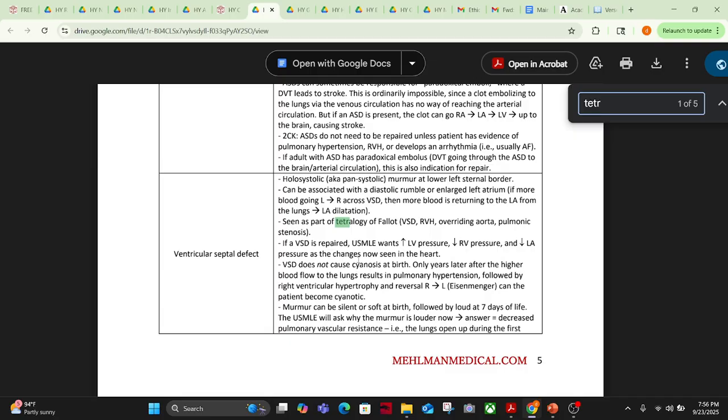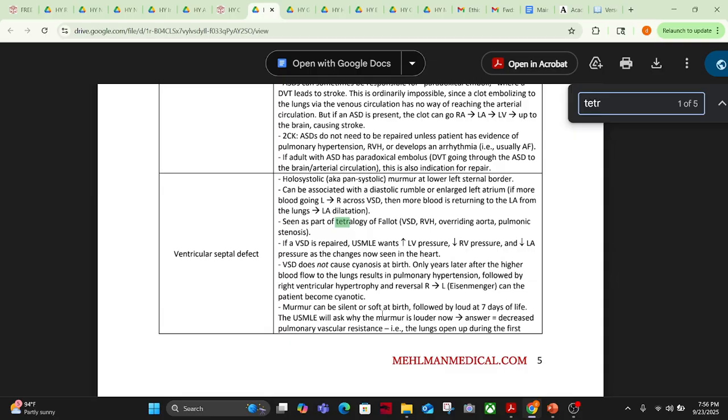VSD does not cause cyanosis at birth. Only years later, after the higher blood flow to the lungs, does it result in pulmonary hypertension, followed by right ventricular hypertrophy and reversal, right to left, which is Eisenmenger's.